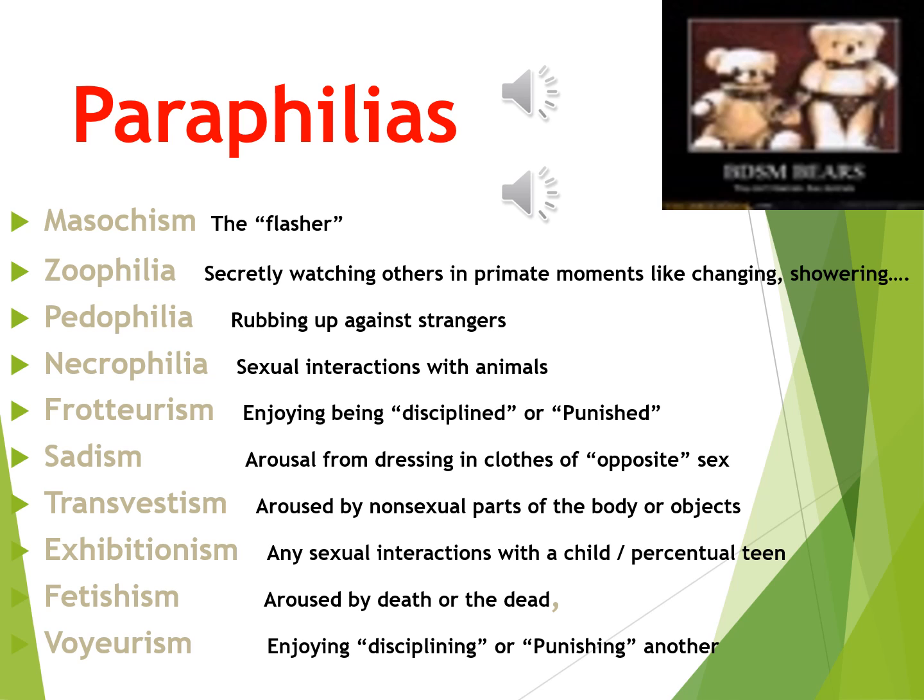Frotteurist, the masher, likes to rub up against strangers. Sadist, like in the Marquis de Sade, likes to degrade or punish their sexual partner. Transvestism. Vest is an article of clothing. This person gets aroused by dressing in the clothing, particularly the undergarments, of the other sex, if we should use that term. Exhibitionist. What are they exhibiting? This would be the flasher.